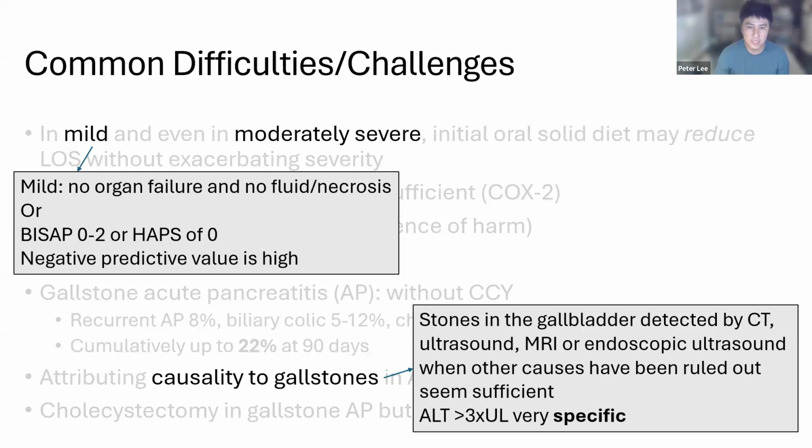In these patients, they stand to benefit from just feeding them a low-fat solid diet, and that reduces the length of hospitalization in the trials. Causality to gallstone, it's just seeing stones or sludge on the CT, ultrasound, or MRI, and sometimes you need EUS, which is the most sensitive test to detect stones in the gallbladder. ALT more than 3 times the upper limit is very specific. So when that's really high, it is very likely that the etiology is gallstones.